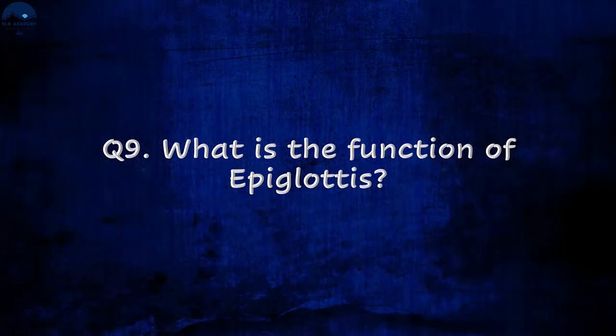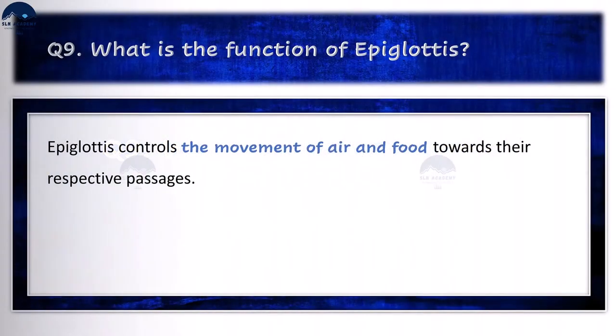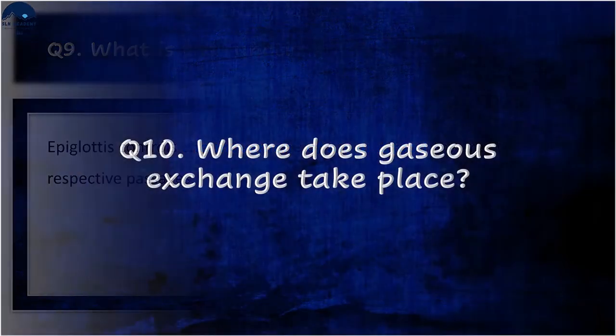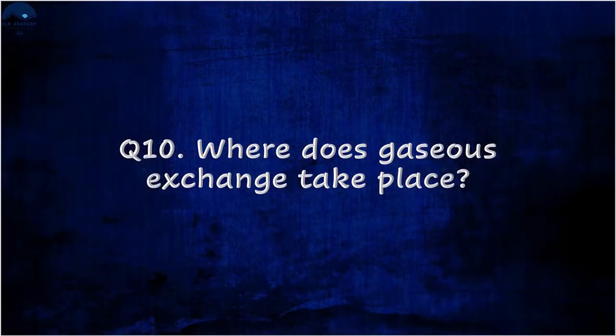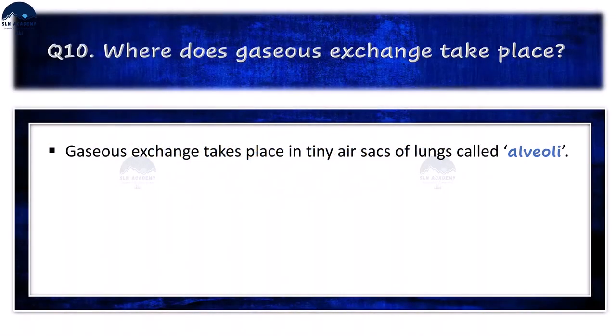Question 9. What is the function of epiglottis? Epiglottis controls the movement of air and food towards their respective passages. Question 10. Where does gaseous exchange take place? Gaseous exchange takes place in tiny air sacs of lung called alveoli.